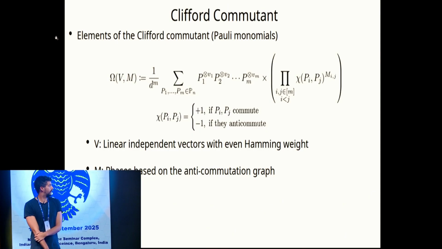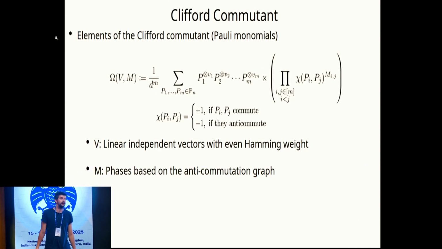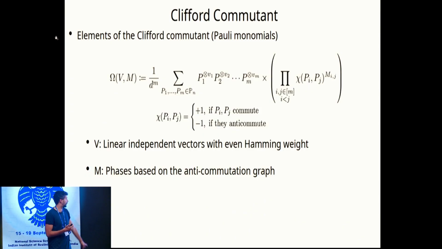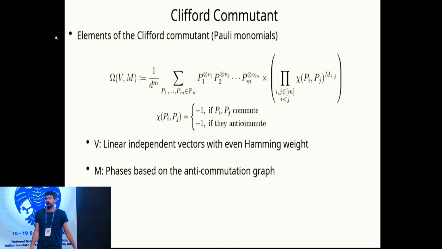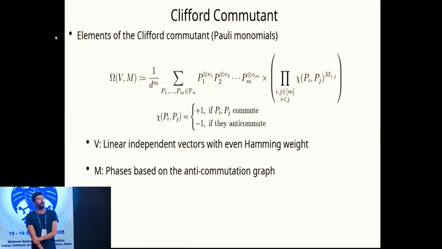The key relevance for this to form a basis is that we take these vectors v1 to vm to be linearly independent over F2. And these phases we can basically just consider as weighing different anti-commutation graphs of our operators.